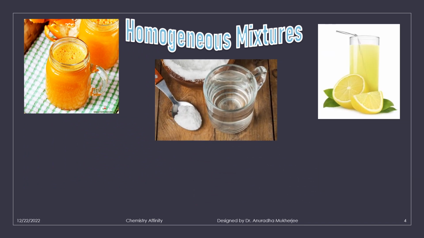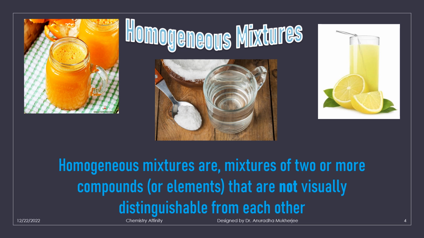So there are lots of examples from our everyday life which are actually homogeneous mixtures, like salt solution, sugar solution, lemon juice, orange juice. These are all examples of homogeneous mixture. But remember, orange juice should be without pulp. If pulp is there, then it will be a heterogeneous mixture. So from the chemistry point of view, the definition of homogeneous mixture is that homogeneous mixtures are mixtures of two or more compounds or elements that are not visually distinguishable from each other. So if you look at all these three pictures, you can't find out the components separately. Everything looks like the same thing. So that's why it's called homogeneous.